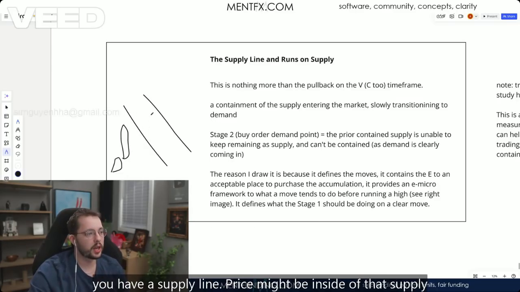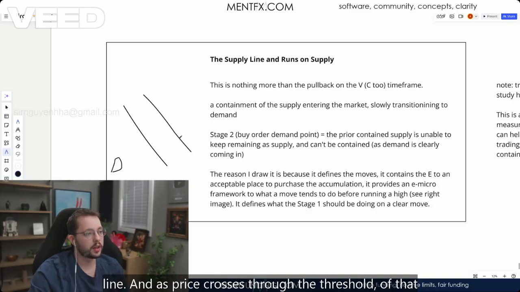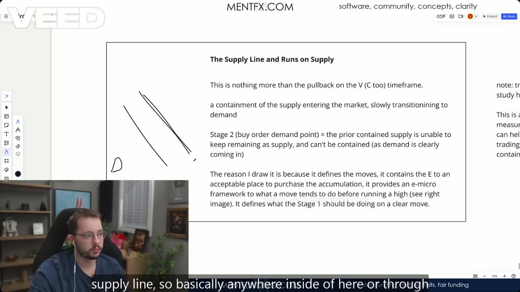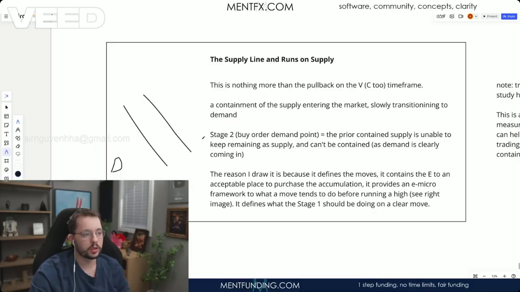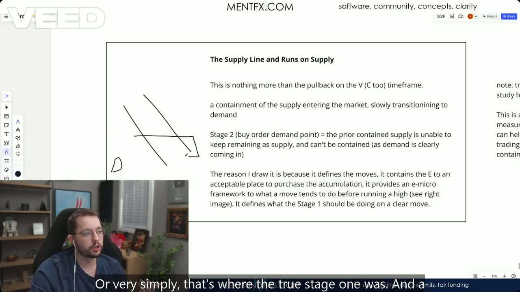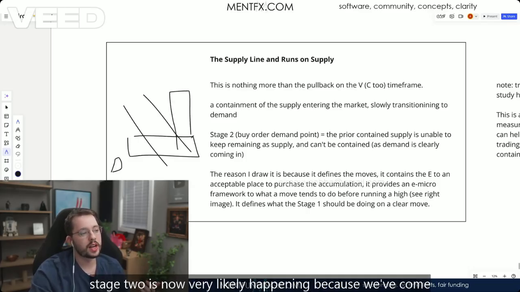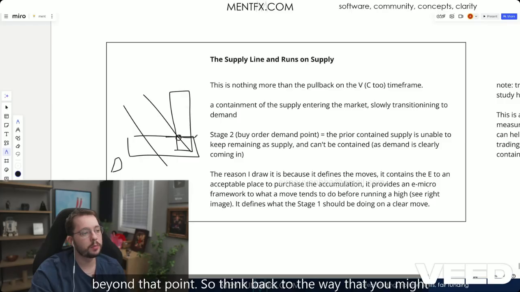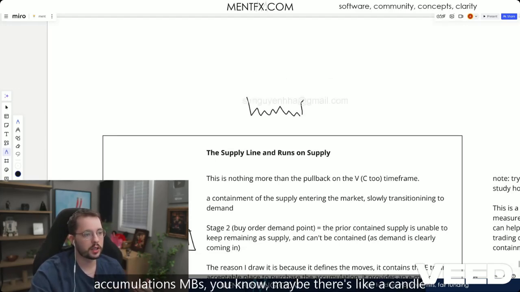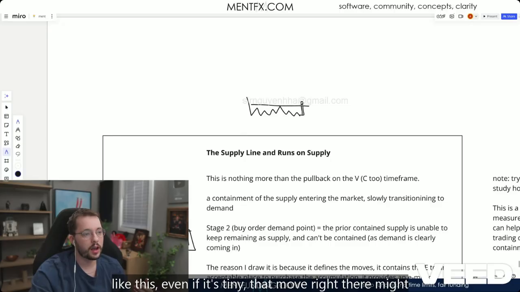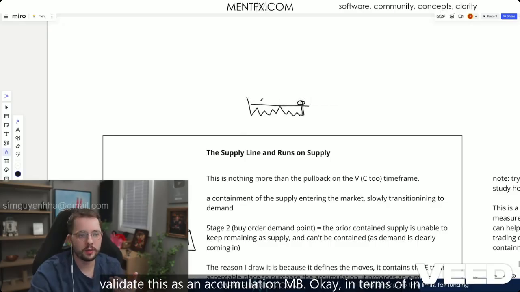But very simply, you have a supply line. Price might be inside of that supply line. And as price crosses through the threshold of that supply line, so basically anywhere inside of here or through it, that's what you could call the buy order demand point. Or very simply, that's where the true stage 1 was, and a stage 2 is now very likely happening because we've come beyond that point. So think back to the way that we label accumulation MBs. Maybe there's a candle like this, even if it's tiny, that move right there might validate this as an accumulation MB.